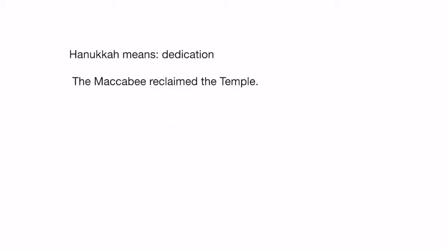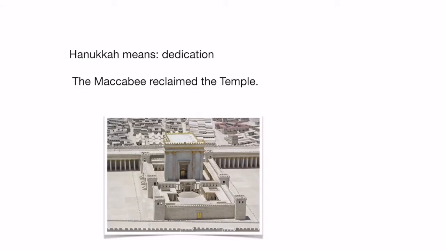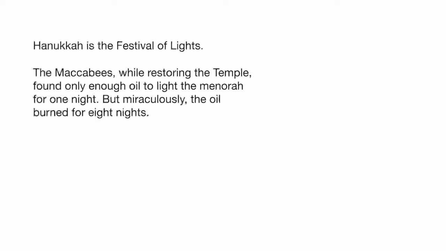Hanukkah means dedication. The Maccabees reclaimed the temple. Hanukkah is the festival of lights. The Maccabees, while restoring the temple, found only enough oil to light the menorah for one night. But miraculously, the oil burned for 8 nights.